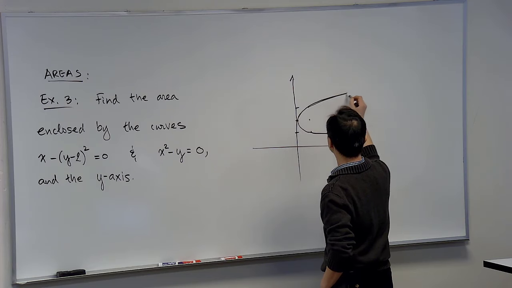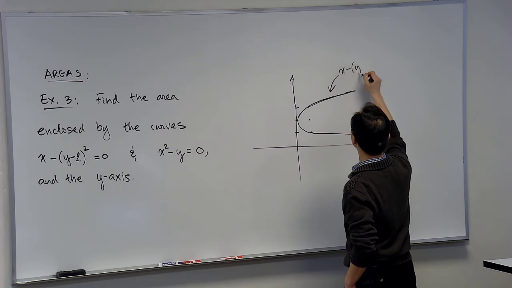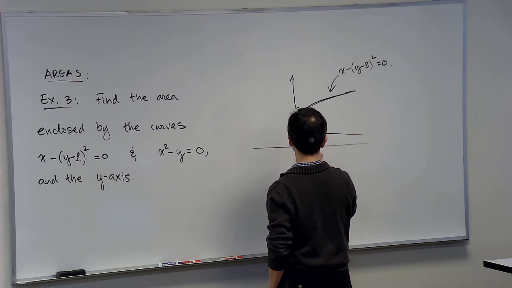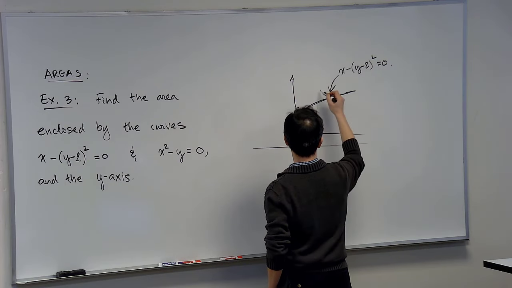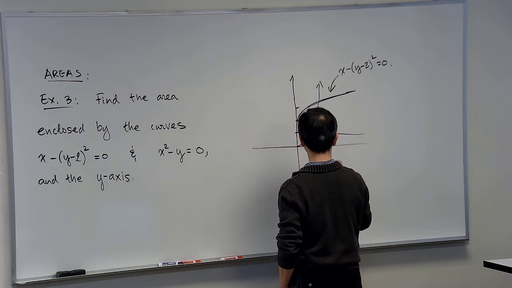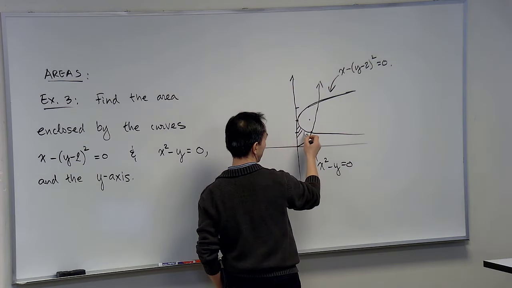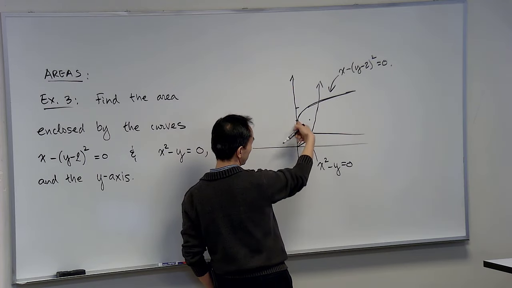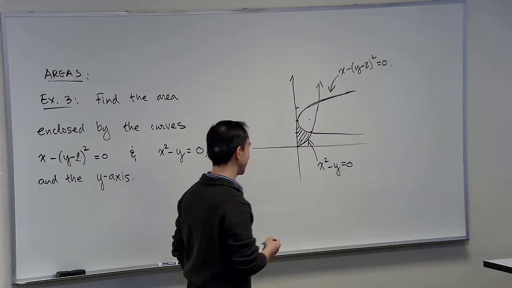So this curve right here is x minus y minus 2, all squared, equals 0. And the other curve going this way is somewhat x squared minus y equals 0. The area we're looking for is right in here. It's trapped, or we say enclosed, between the y-axis and these two curves. That's the area we're looking at.